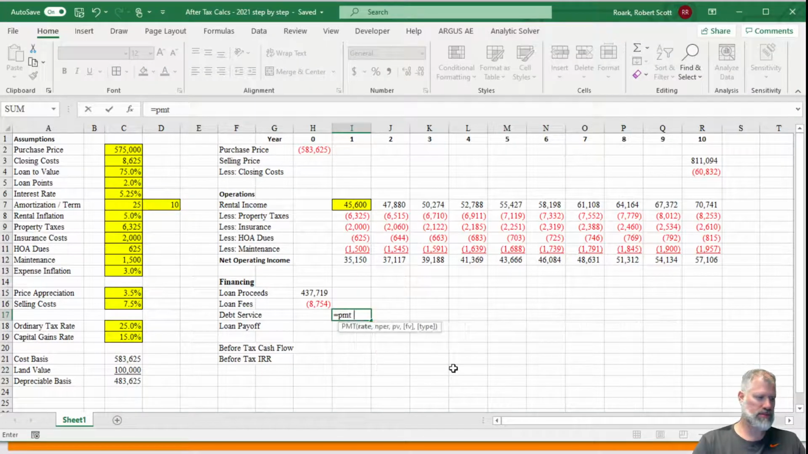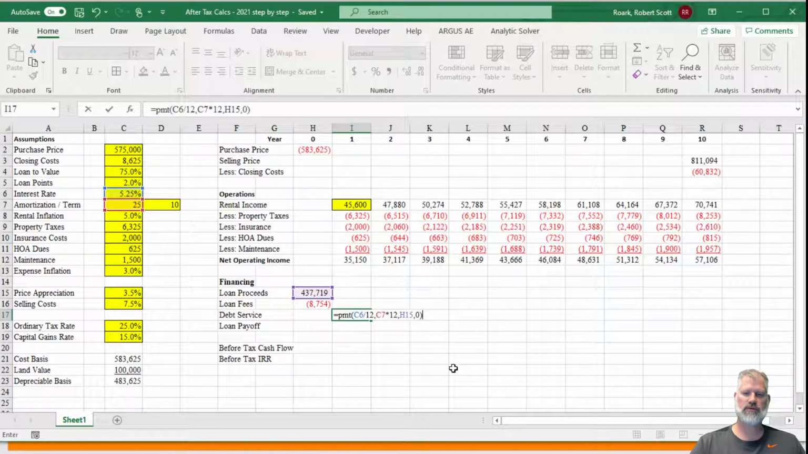So we can just use the payment function, right? Our rate is given up here, 5.25. We're going to divide that by 12 to get a periodic rate. Our loan amortization is 25 years, so we'll multiply that times 12. Our present value is how much we're borrowing. That's $437. Our future value will be 0 if we did in fact pay this over 25 years. And then, because this is going to give me a periodic payment or a monthly payment, I need to multiply it times 12 because our pro forma here is an annual pro forma.